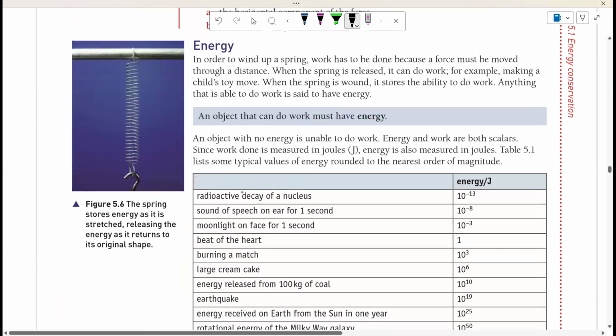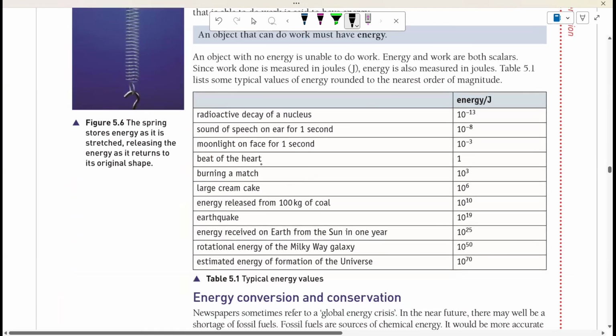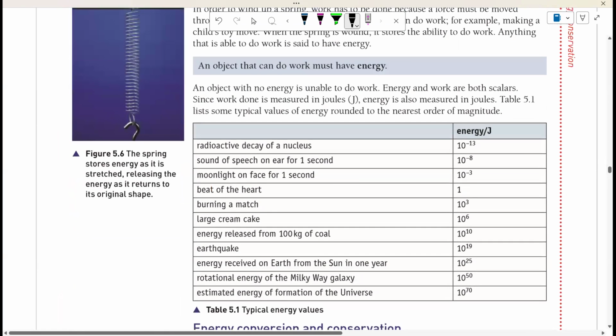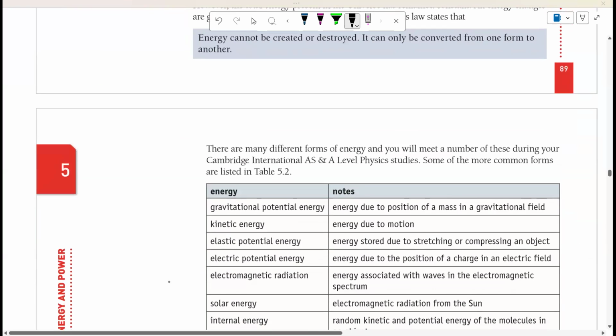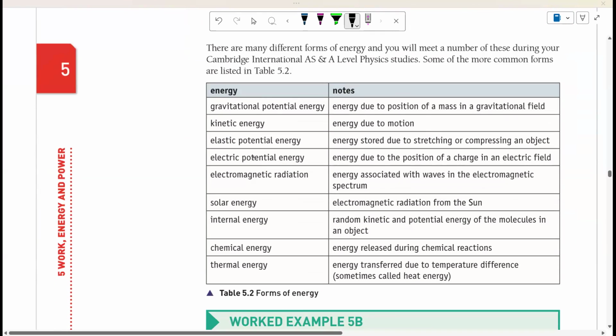Again, energy, an object to do work must have an energy. Two types of energies है हमारे पास. ये एक table बना हुआ है. That is the energy present in the nuclei of an atom. तो ये उसका section है. Energy conversion and conservation, gravitational potential energy की कुछ definitions यहाँ पे discussed हैं. You could review it, वो एक दफा दोबारा से, it would help you out.